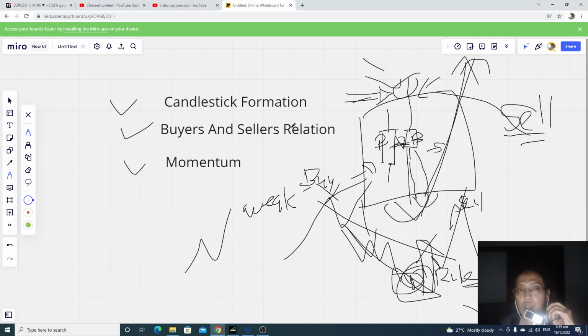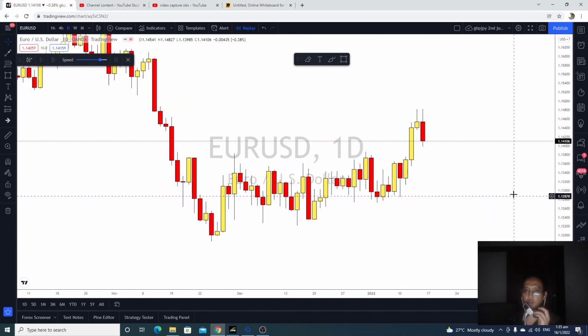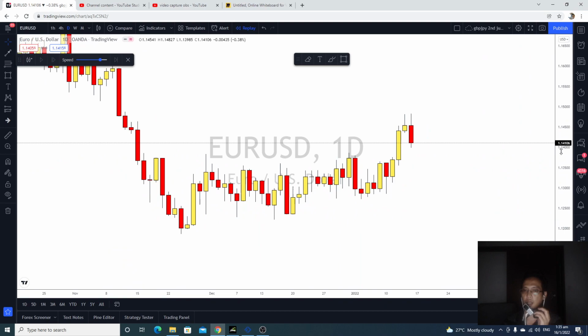So for all these things, let's remember the three things: candlestick formation, buyers and sellers relation, and momentum, as I show you on the chart. Okay, so this is Euro USD, Euro USD on the daily chart. I like to see the daily chart.